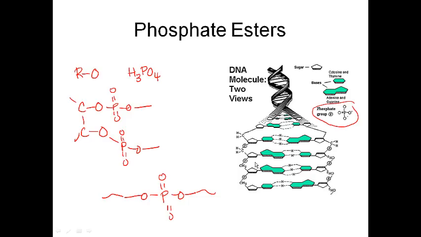Okay, so we can form sulfate, nitrate, and phosphate esters. We're not going to use those very much in organic, but it does turn out that the other ones do have important uses, particularly the phosphate esters, when it comes to biochemistry.